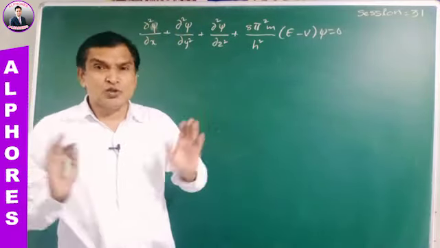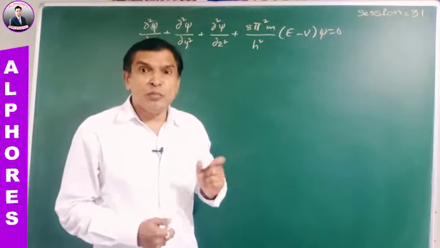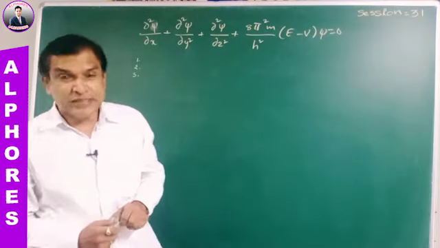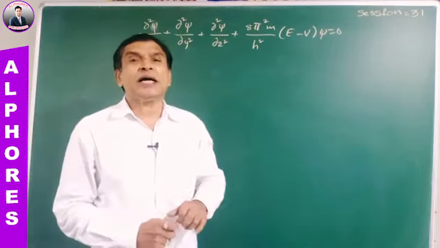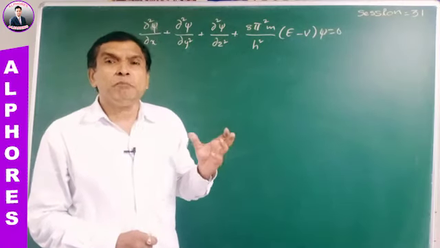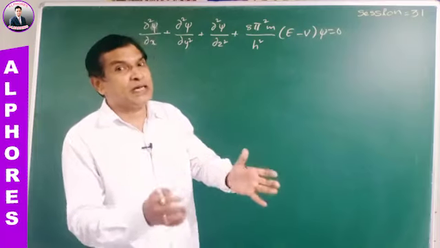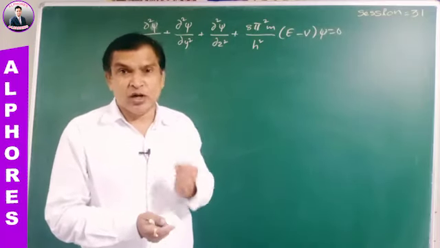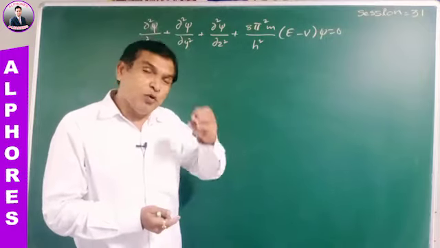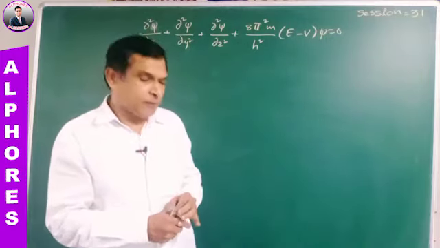Therefore, psi square is introduced. What is that psi square? It is called probability function. The psi square gives the complete idea about maximum probability, that is 95% probability of finding electron around the nucleus, that is called orbital. Both psi and psi square represent orbital.